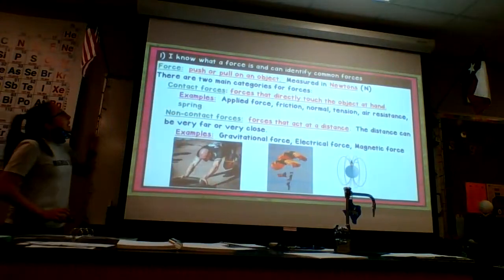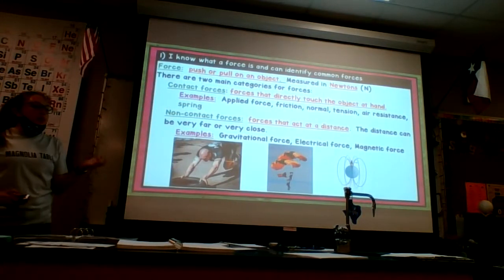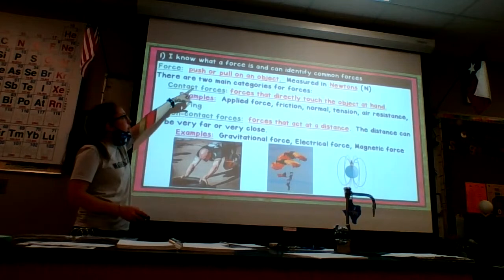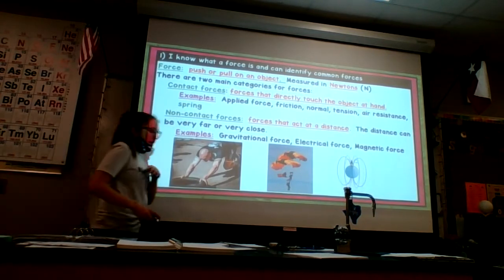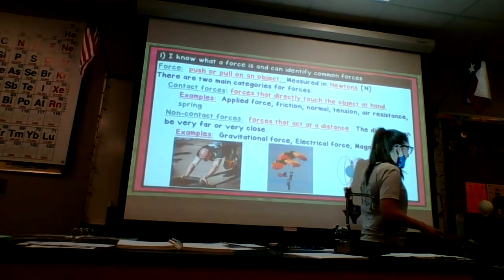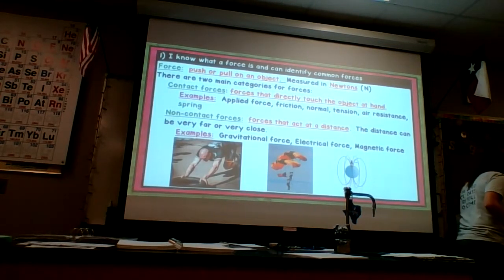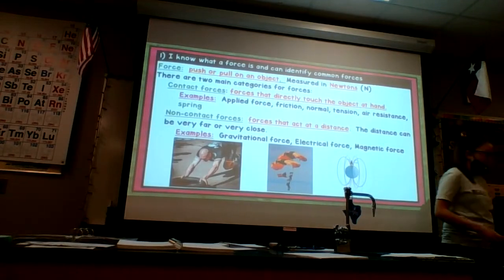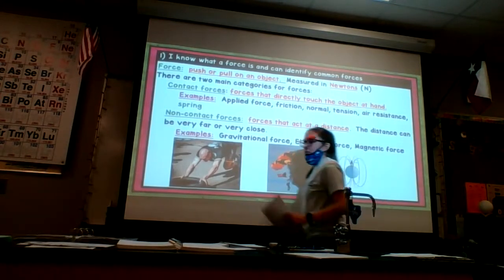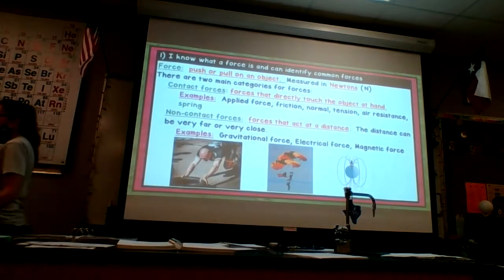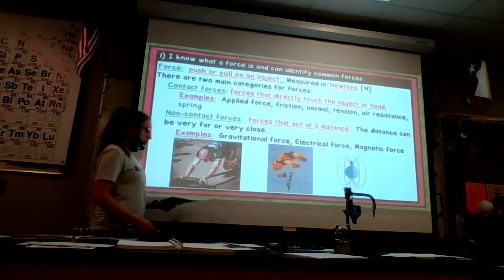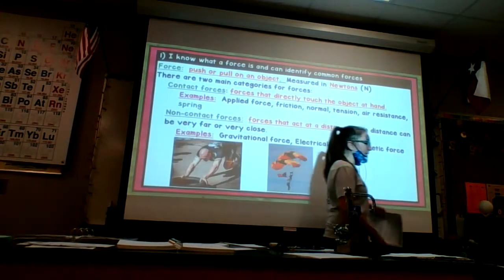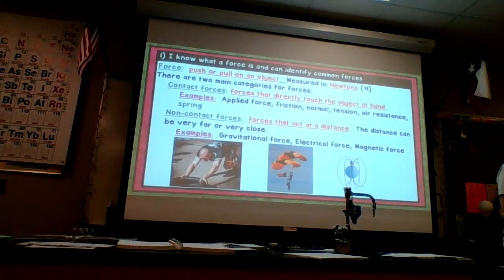So what is a force in the first place? A force is a push or pull on an object, and it is measured in newtons. A generalized force just means that we have a push or a pull on an object. We are introducing a new unit today, and that is newtons. Newtons measures force.